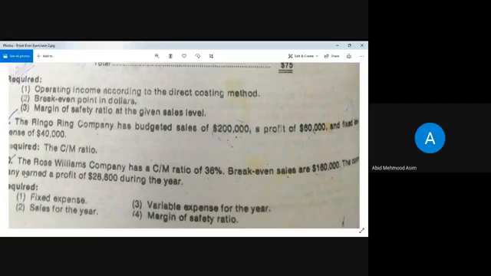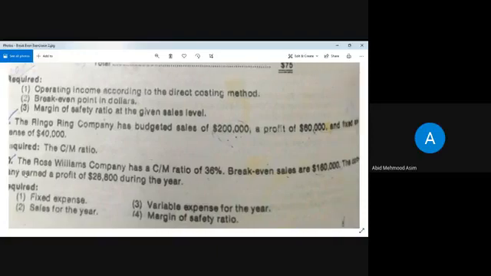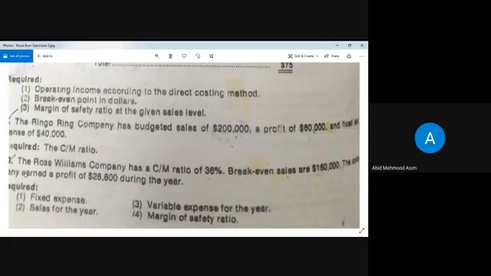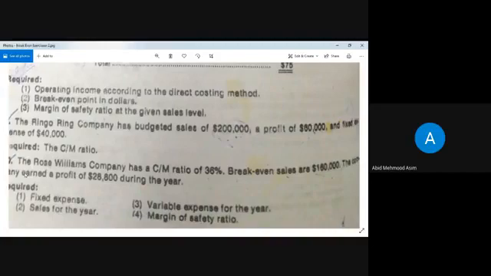Then our last question, exercise number 10. The Rose William Company has a contribution margin ratio of 36% with break-even sales of 1,60,000. So the contribution margin ratio is already given to you in this question, and break-even sales are 1,60,000. They earned a profit of 28,800 during the year.